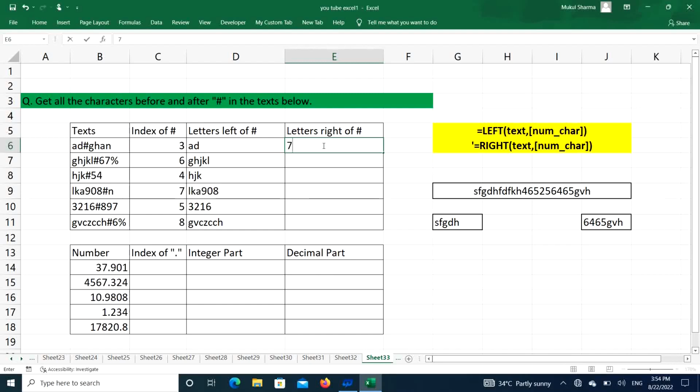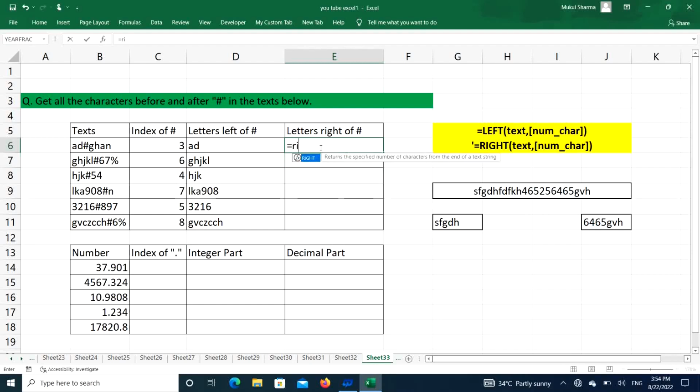Now out of 7, if I subtract this one, that means -3, then definitely I will get 4. Fine. Now if here in the second case the length is something, I can say 9. Okay, 9. If out of this 9 I subtract this one, that is 6, so I will get the answer 3. That means 3 characters on the right side. So I think you are understanding guys. Now let us do it in the formula. This was just to explain how we are doing things.